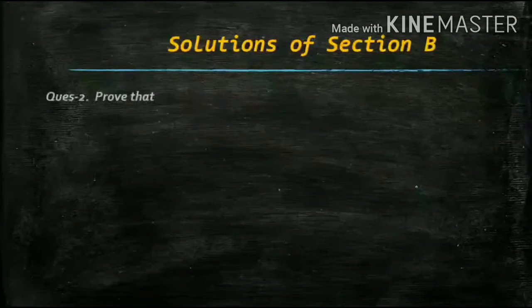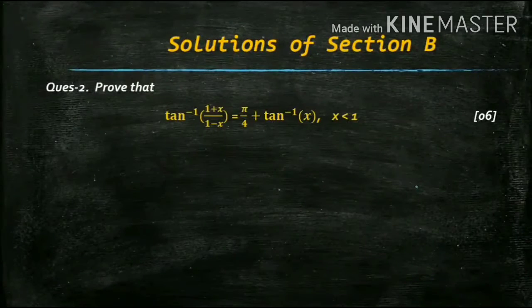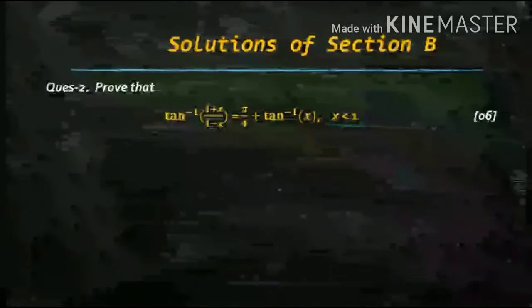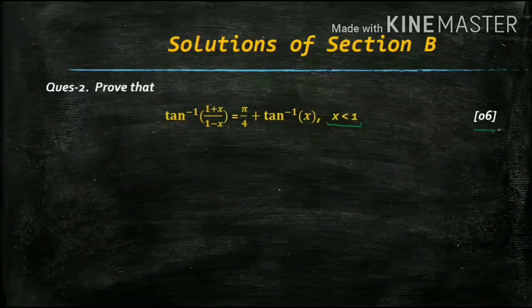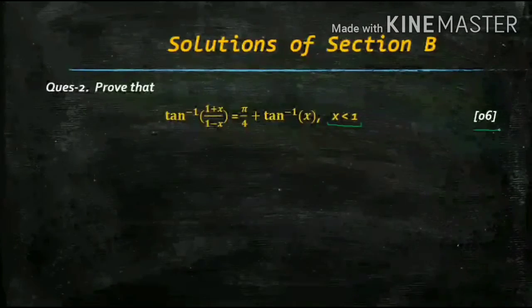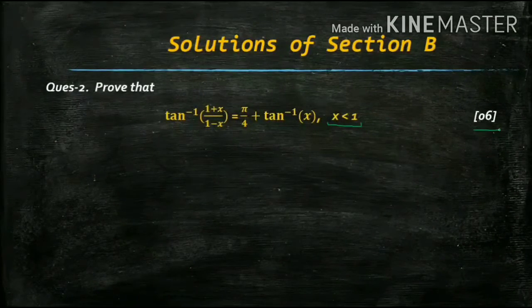Okay, let's now move to the next question. Question number 2: you have to prove that tan inverse of (1 plus x over 1 minus x) equals pi by 4 plus tan inverse x, where x is strictly less than 1. It is also of 6 marks. Now for this question, you can proceed in two ways. I'll tell you both of the methods you can use. Just understand them carefully.